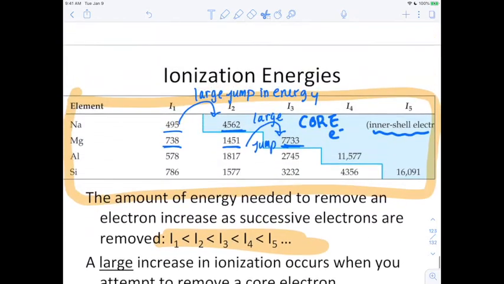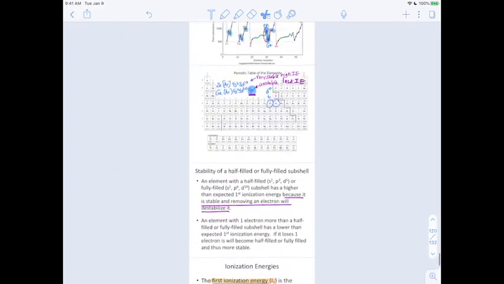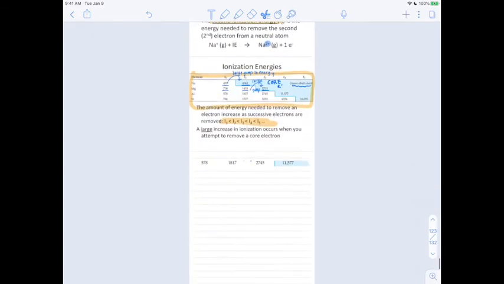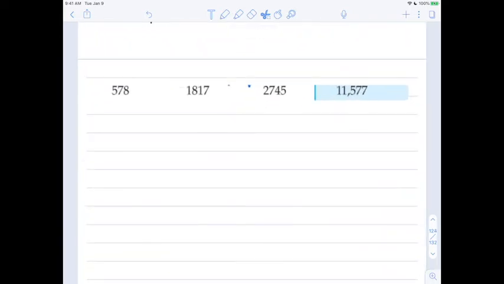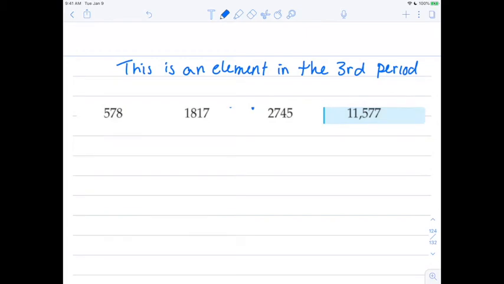Okay, and let's say that this is an element in the third period, so our third row, and we're going to figure out what it is. So the first thing I'm going to do is look between the first ionization energy and the second ionization energy, and what I'm going to do is divide them.